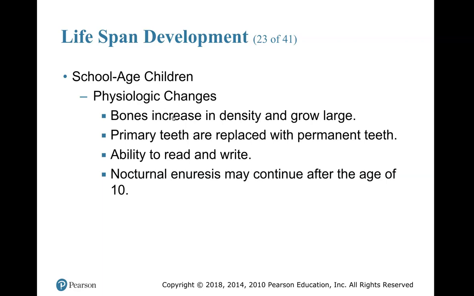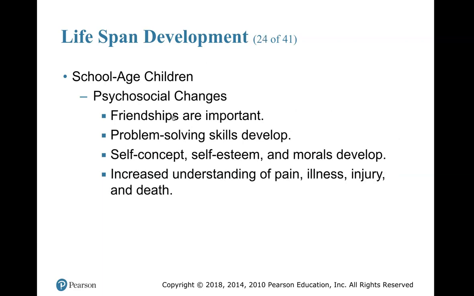Physiologic changes: bones increase in density and grow large. Primary teeth are replaced with permanent teeth. Ability to read and write. Nocturnal enuresis may continue after the age of 10. That means they don't want to go to sleep. Friendships are important. Problem-solving skills develop. Self-concept, self-esteem, and morals develop. Increase understanding of pain, illness, injury, and death.